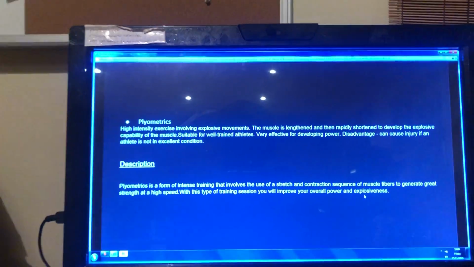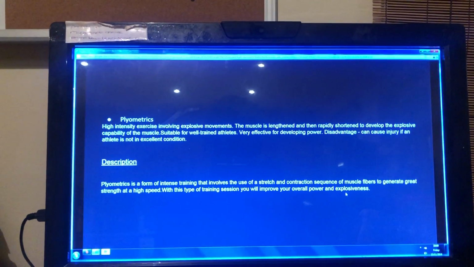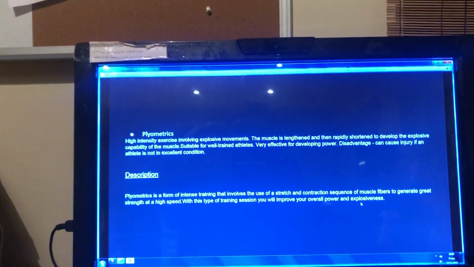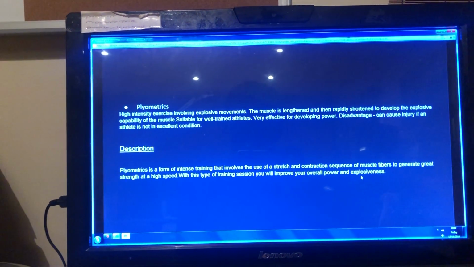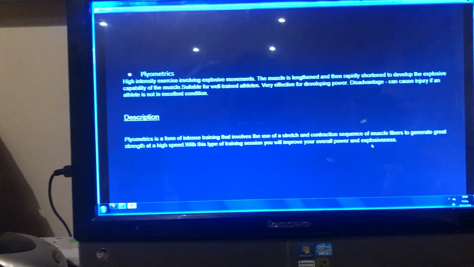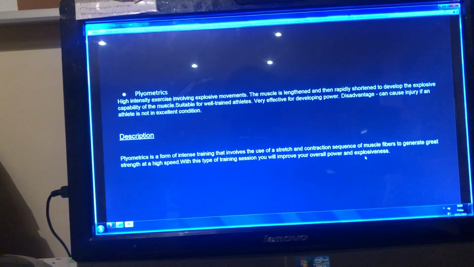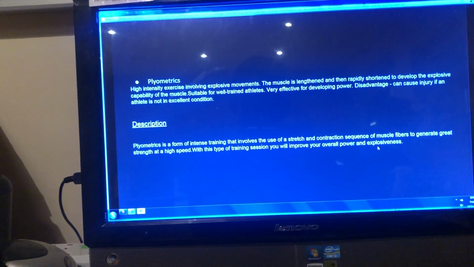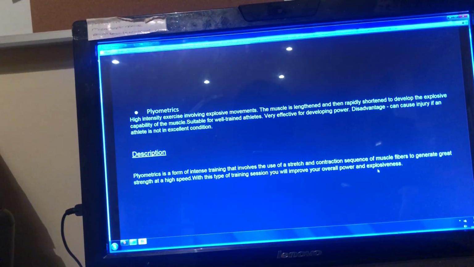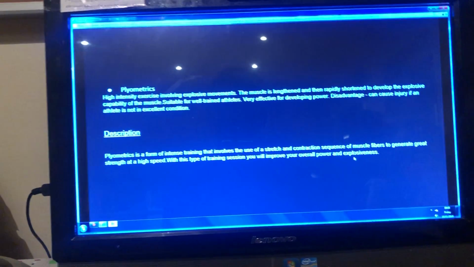Plyometric training. High intensity exercise involving explosive movements. The muscle is lengthened, then rapidly shortened to develop the explosive capability of the muscle. Suitable for well-trained athletes, very effective for developing power. Disadvantage. Can cause injury if an athlete is not in excellent condition.